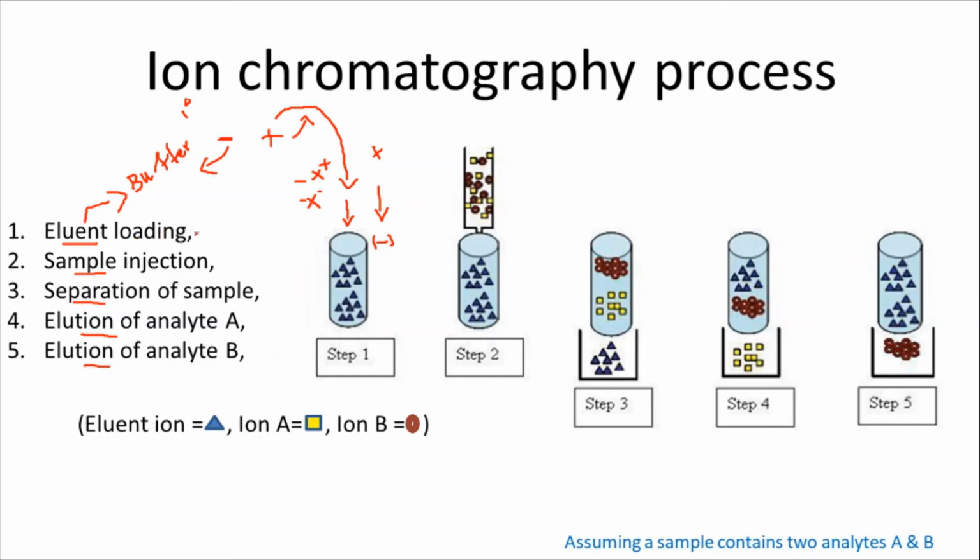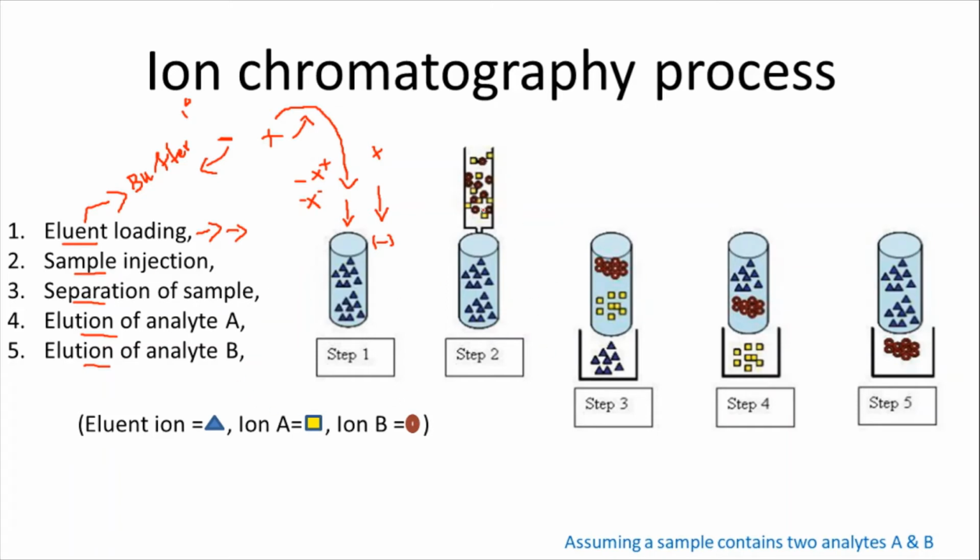Why we are doing this step: we avoid the breakage of flow, and we avoid disturbing the rate of migration of buffer and sample. Also, we calibrate the column. So the buffer treatment of the stationary phase is called eluent loading, the first step of ion exchange chromatography. The second step is sample injection.